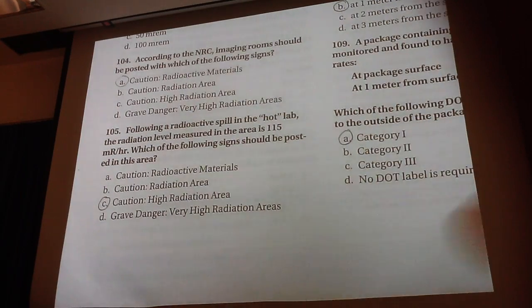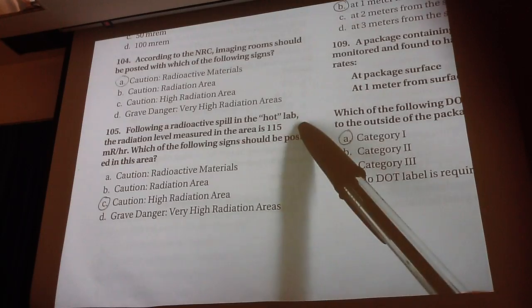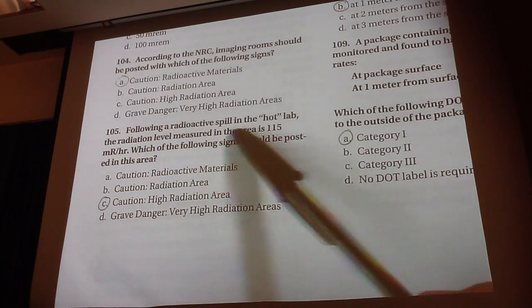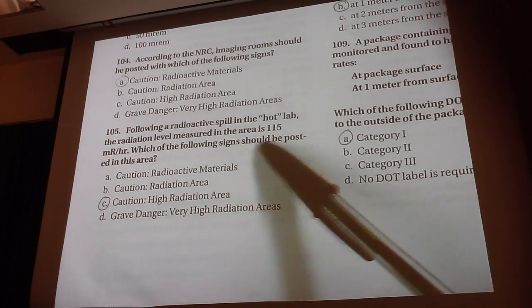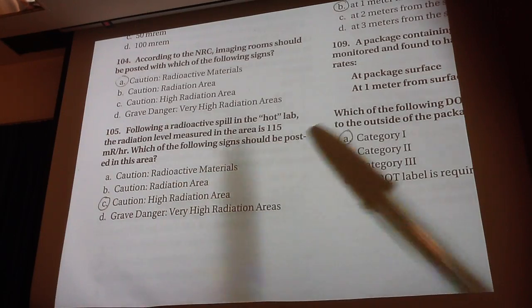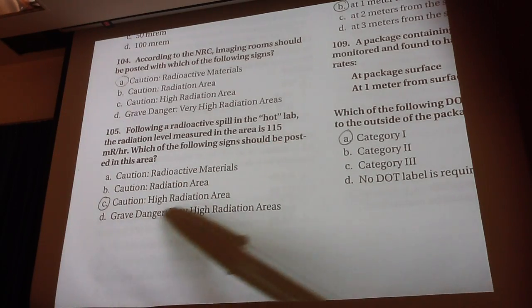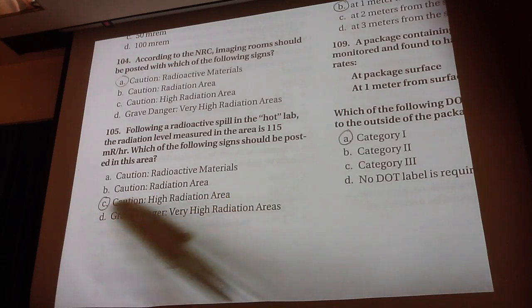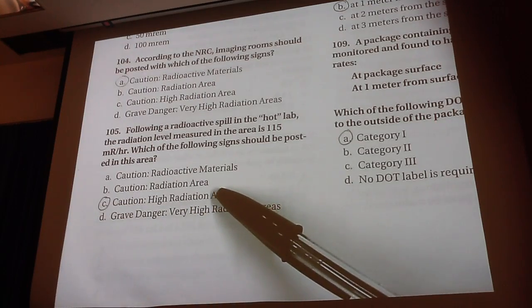The other thing over here, okay, have a spill in the hot lab, radiation is 115 MR per hour, which of the following signs should be posted? Okay, then notice caution, high radiation area. Okay, anything over 100 MR per hour.